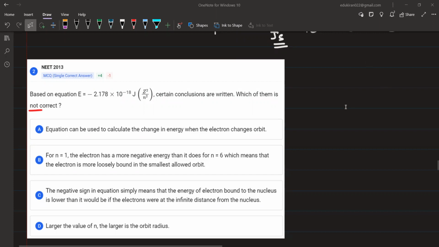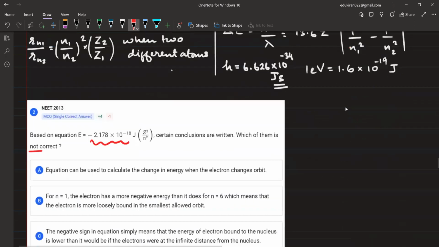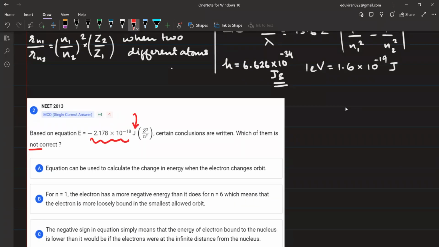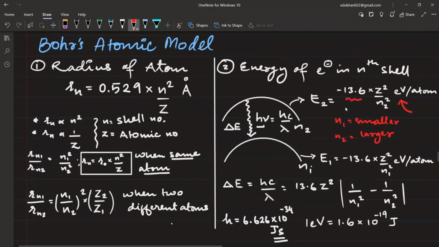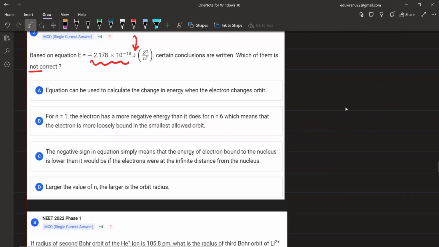See here, guys. This equation here is similar to this equation. The difference is in the energy term. Here we have taken electron volt, and here they have taken joules. And this same equation we have used in order to calculate the change in energy. The first statement is that the equation can be used to calculate the change in energy when an electron changes orbit. Whatever n1 and n2 are, you can plug in the values and calculate the change in energy. That means this statement is correct.